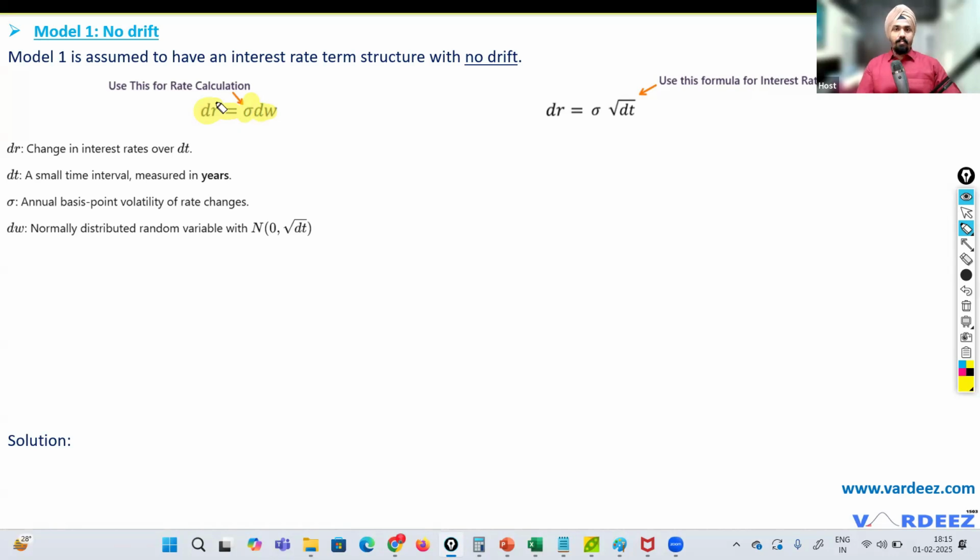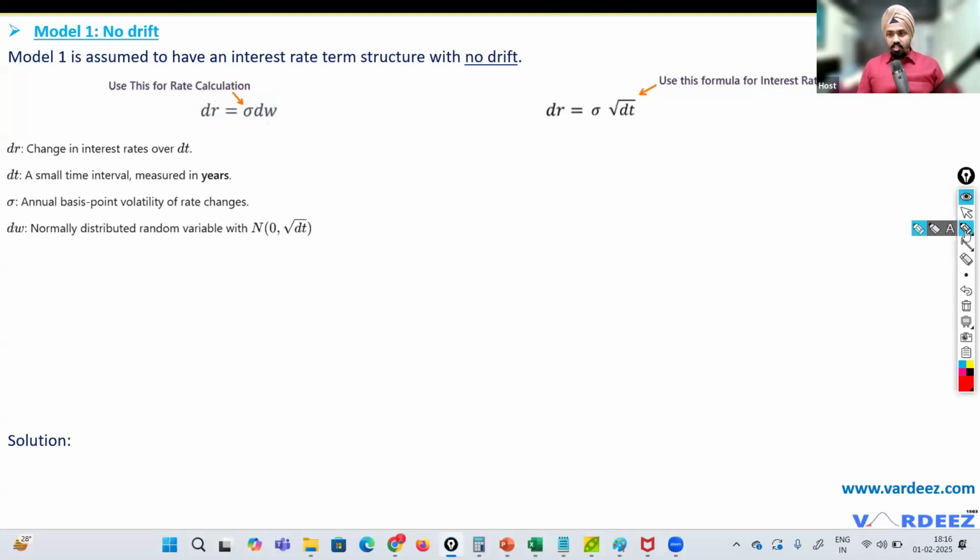Now, this random component can take any value, and again, it's a normally distributed random variable with mean equal to 0 and standard deviation sqrt(dt). So you have to remember that sqrt(dt). Let's look at the notations here in the first calculation. dr is nothing but the change in the interest rates over a time period, maybe 1 month, 2 months, 3 months, whatever the situation is. dt is a small time interval which is measured in years. Sigma is the annual basis point volatility of rate changes. And dw is a normally distributed random variable. So if you want to find the interest rate, we're going to be using this particular formula.